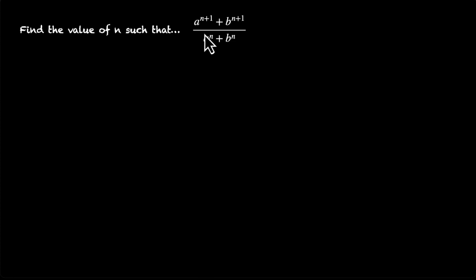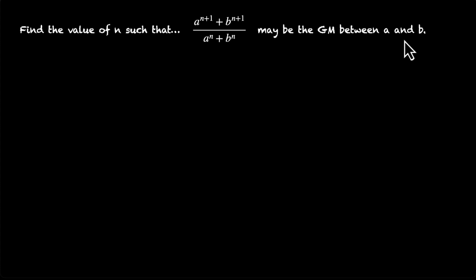In this video, let's solve a challenging problem from the world of GM. Here's the problem. Find the value of n such that this term may be the GM between a and b. And this term is, in the numerator we have a to the power n plus 1 plus b to the power n plus 1, and the denominator has a to the power n plus b to the power n.